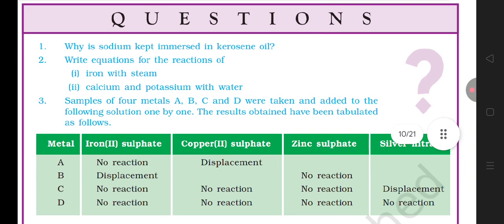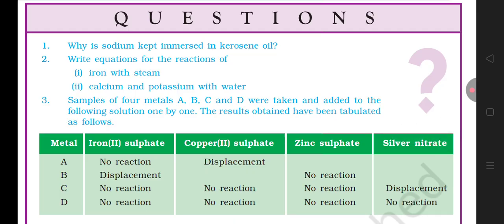Now there are some question answers that we are going to do. Okay. So why is sodium kept immersed in kerosene oil? So see, sodium and potassium are elements which are very reactive. In order to prevent the accidental fires that can occur if sodium and potassium are left outside, because they are very reactive, they react with oxygen even when there is no supply of heat, at room temperature. So that's why, in order to prevent such accidental fires, it is necessary to keep them in kerosene oil.